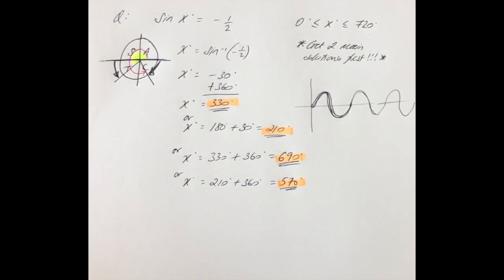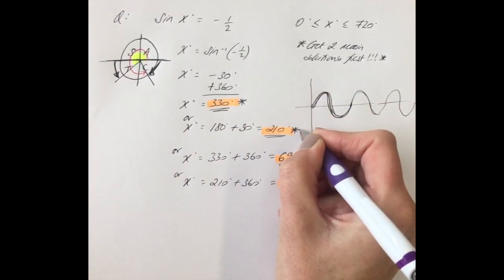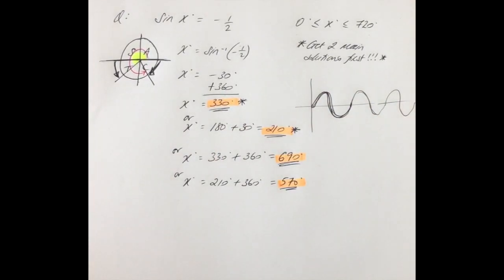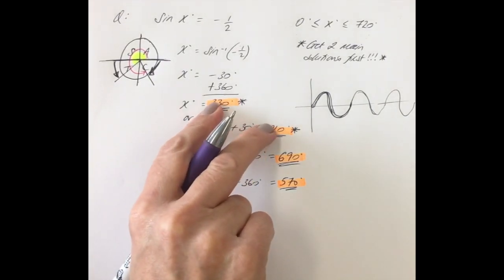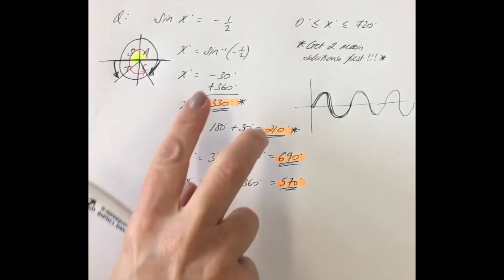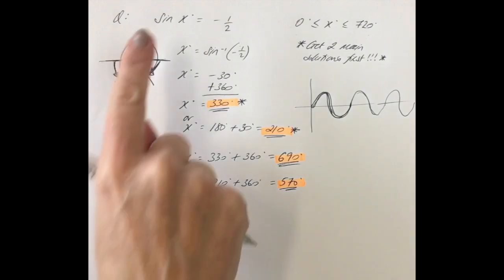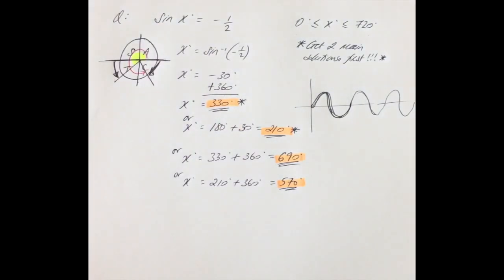And so to recap, you'll always get your two main solutions first. Always, always, always. No matter what the question asks you, you'll always get your two main solutions. And then, if you need multiple, take those two main solutions and add on 360 degrees, because with the sine graph, it repeats every 360 degrees.